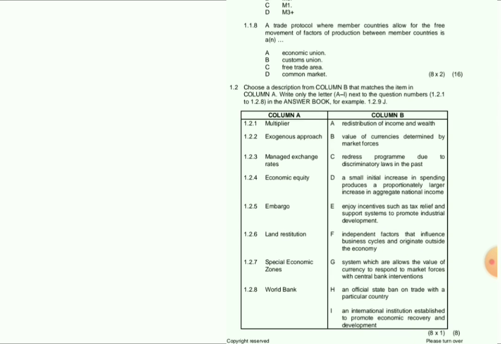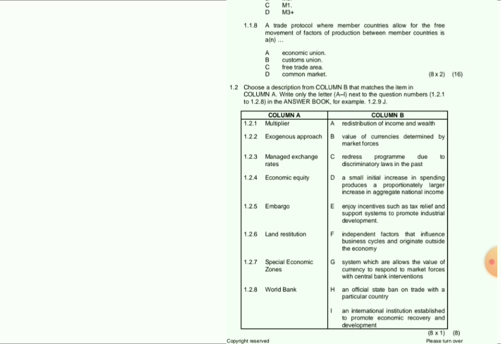1.1.8, a trade protocol where member countries allow for the free movement of factors of production between member countries. Which one is this one? A trade protocol, underline, where member countries allow for free movement, by the way, of factors of production between member countries is a common market. It's a common market. It's not a free trade.